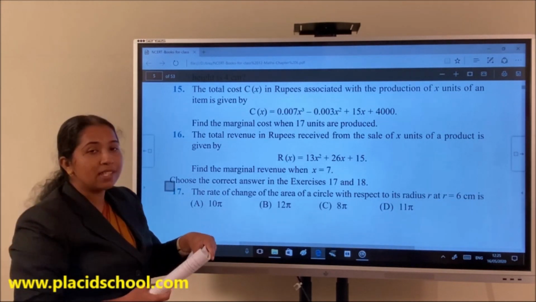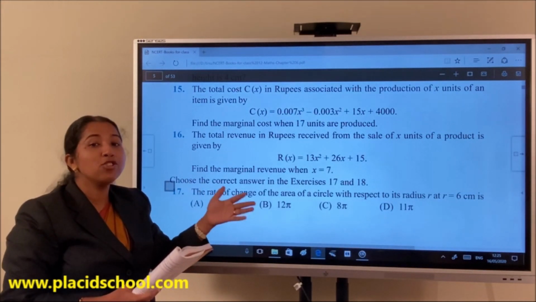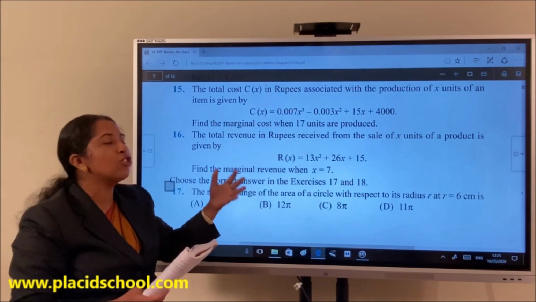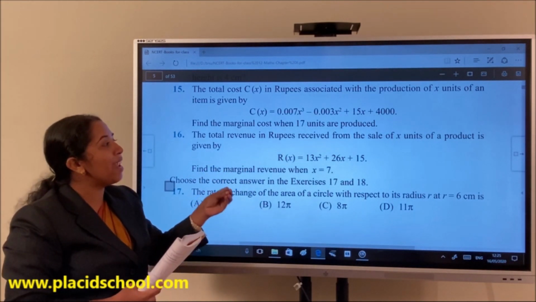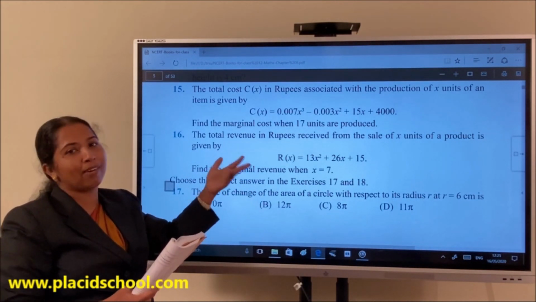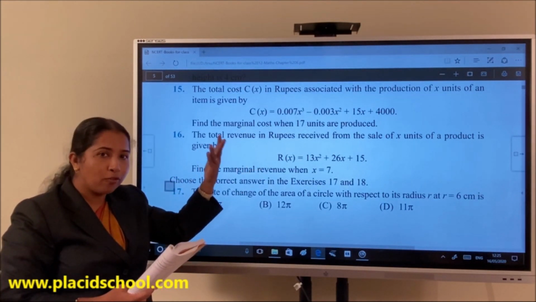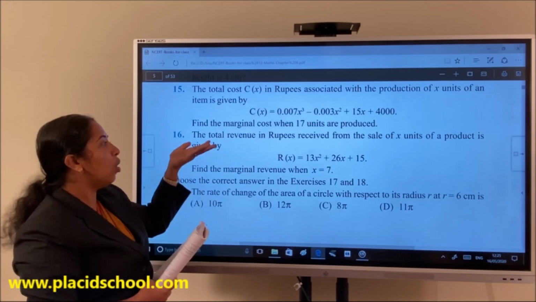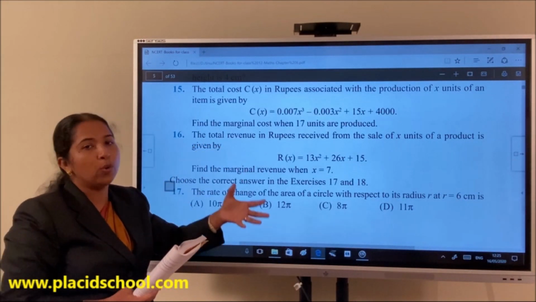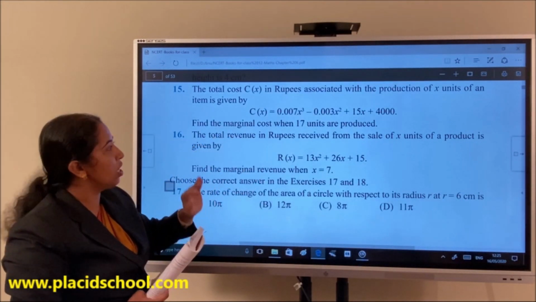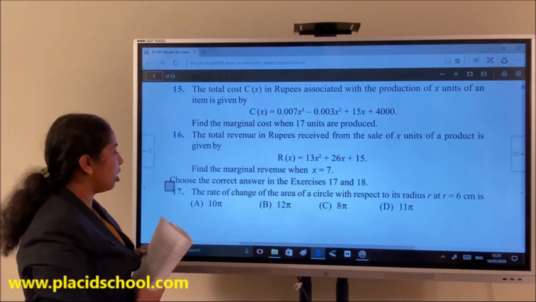Marginal cost means the change in the total cost. It is actually the change in total cost when additional units of the particular item are produced. So marginal cost is the rate of change of the original cost when additional units of a particular item are produced. So we will see how to find the marginal cost.